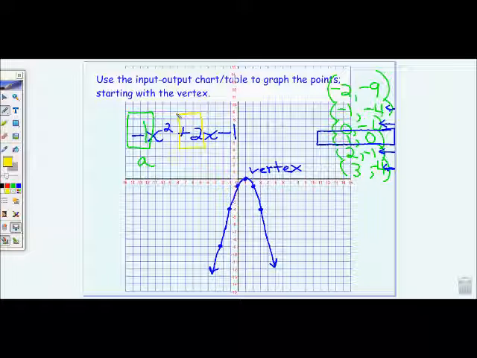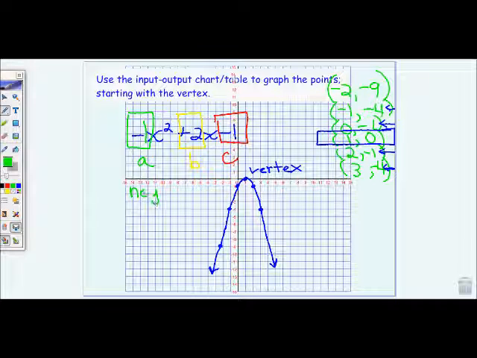A positive 2. And my C term is a negative 1. Now what we have just learned is that if we look at our A term is negative, and negative means that my parabola is going to open downwards.